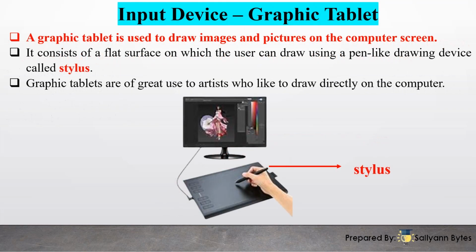Next input device is the graphic tablet. A graphic tablet is used to draw images and pictures on the computer screen. It consists of a flat surface on which the user can draw using a pen-like drawing device called stylus. Graphic tablets are of great use to artists who like to draw directly on the computer. Nowadays, educators use graphic tablets to teach the students online.